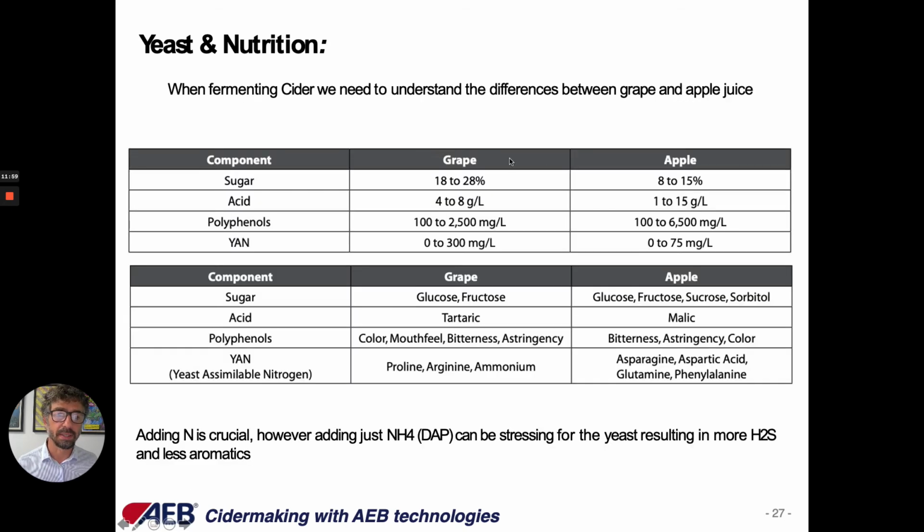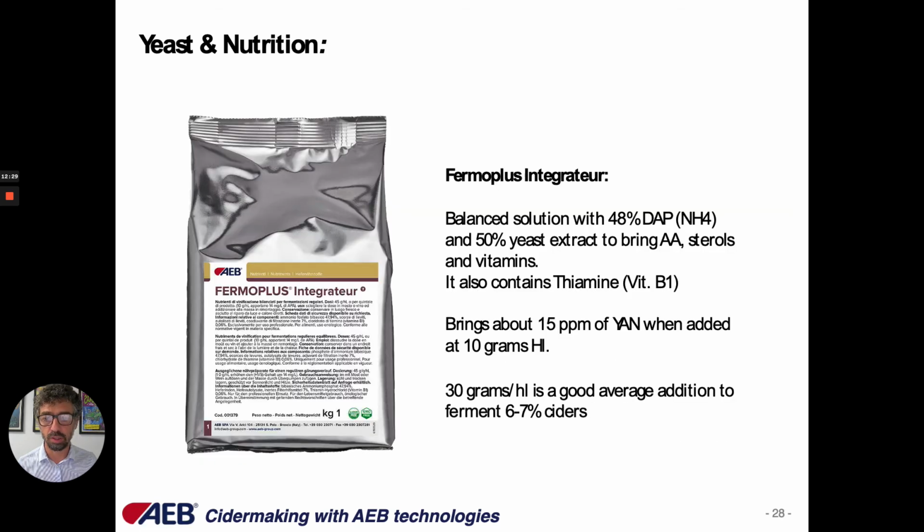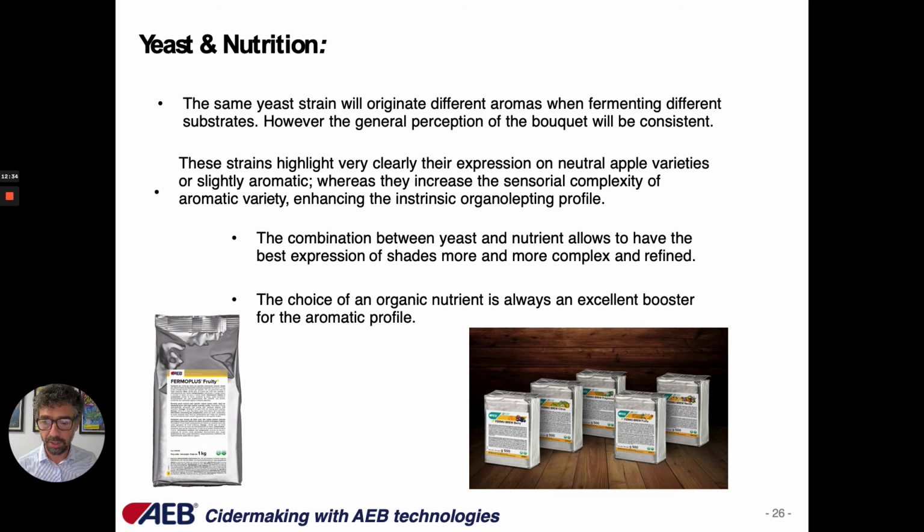In fact, we see that in apple juice, the quantity of nitrogen, yeast available nitrogen, is not very high. As a comparison, grape juice is about three times higher at its max. Yes, there are amino acids of different kinds, and those, as we said, are precursors of aromatics, but the total amount of these nitrogen components, like the amino acids, is not very high. So to add some in the form of this product, the Thermoplast Integrator or the Thermoplast Fruity, is very important.